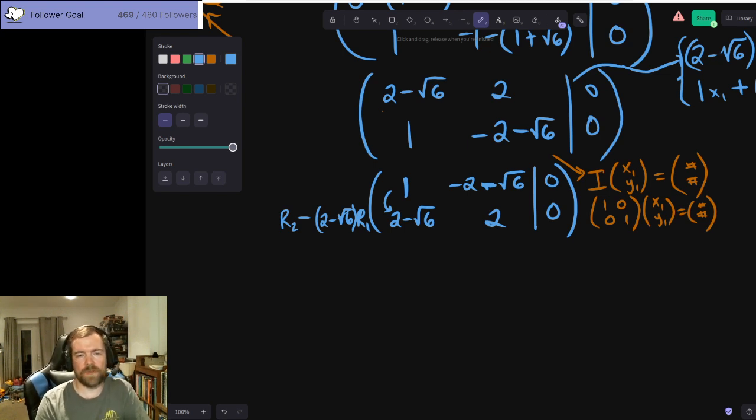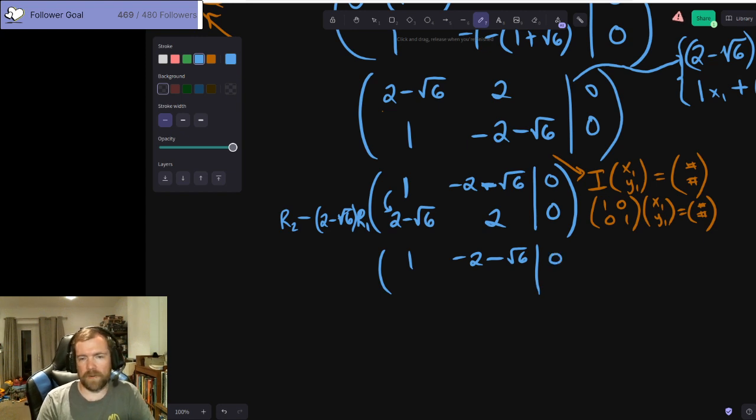Right, and then we're going to replace row 2 with that solution, or with those values. So the first row is not going to change at all. We still got a 1, negative 2 minus root 6, augmented with 0. And underneath it, we now have row 2 minus 2 minus root 6 times 1. So that's going to just be 0 there.